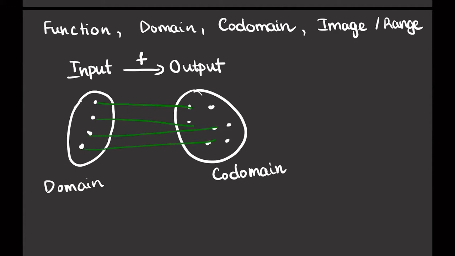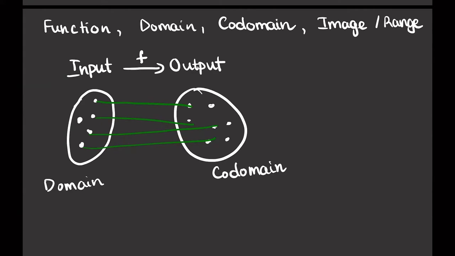But if you have a new element here and you don't map it to anything, which means there is something in the domain that cannot be processed by the function, this is not a well-defined function, okay? In order for it to be a well-defined function, every element in the domain has to be mapped to something in the codomain.